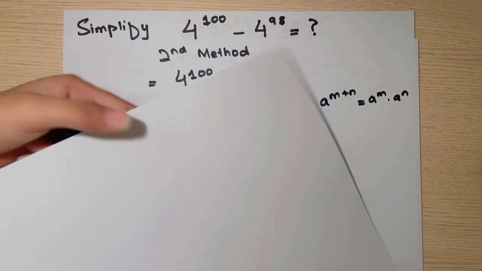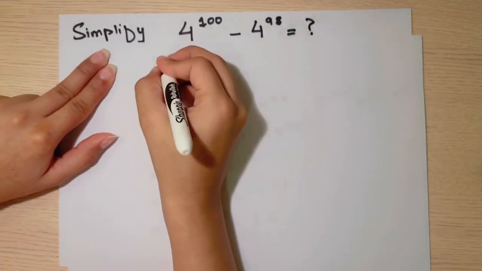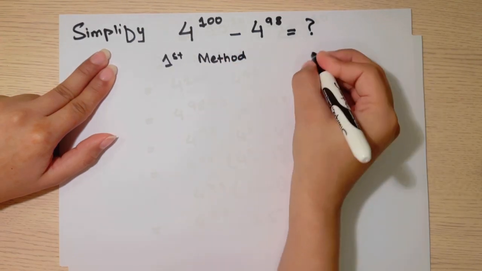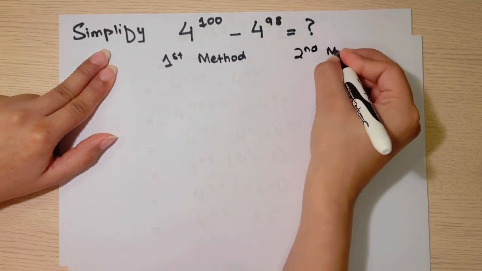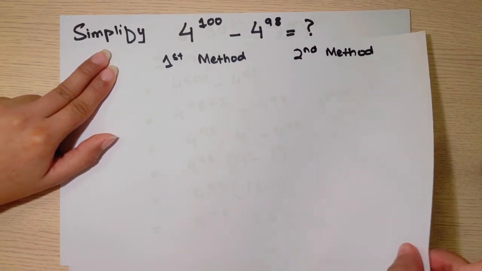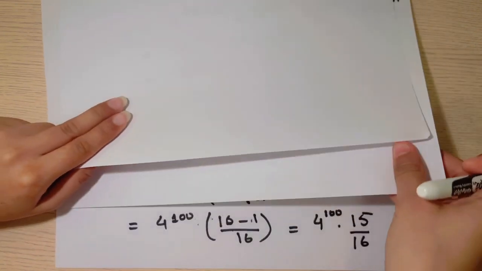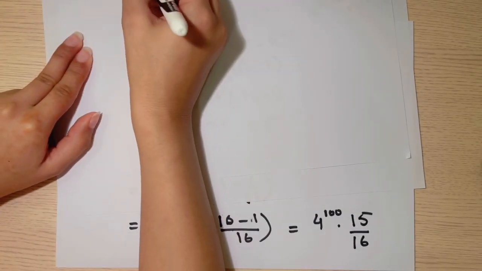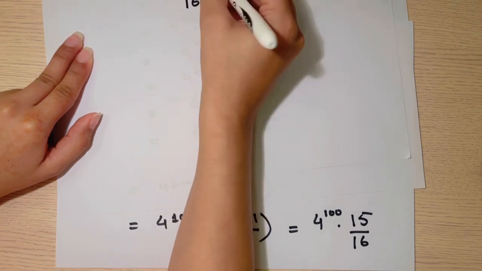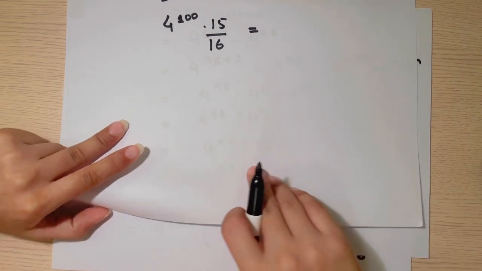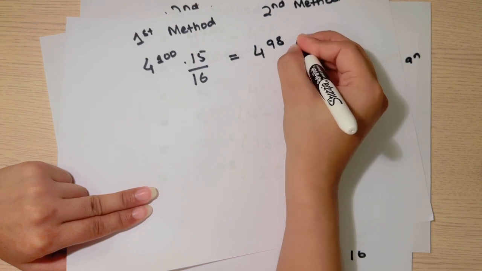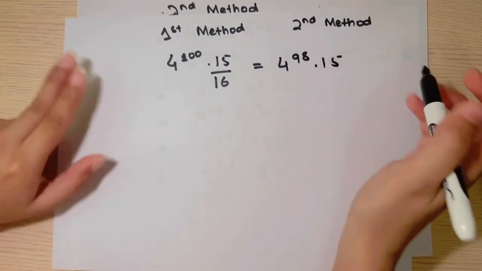Now, as you know, we had different answers from both of the equations, but apparently they are different. Now we are going to prove that there is no difference in both of the solutions. So I'm just going to take the solutions from both of my methods. In the very first method, my solution was 4 raised to power 100 into 15 divided by 16. And my second solution was 4 raised to power 98 into 15.